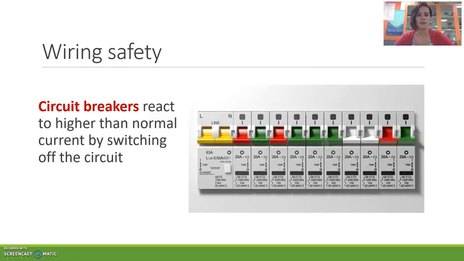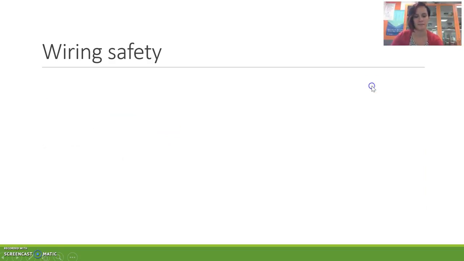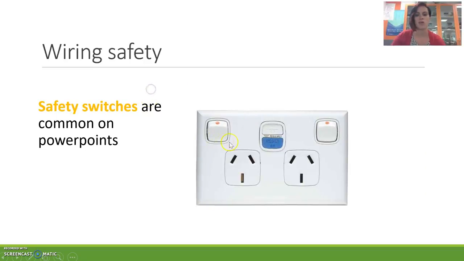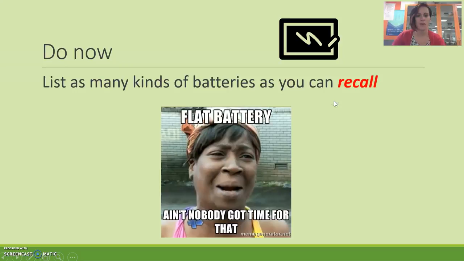Circuit breakers, they react to higher than normal current by switching off the circuit, and what they do is exactly that. It says, all right, I can detect a huge amount of current and that shouldn't be there, so I'm going to be really safe and turn everything off. You might see one of these in your house. Safety switches are also now getting more and more common on PowerPoints. I want you to list as many kinds of batteries as you can recall.